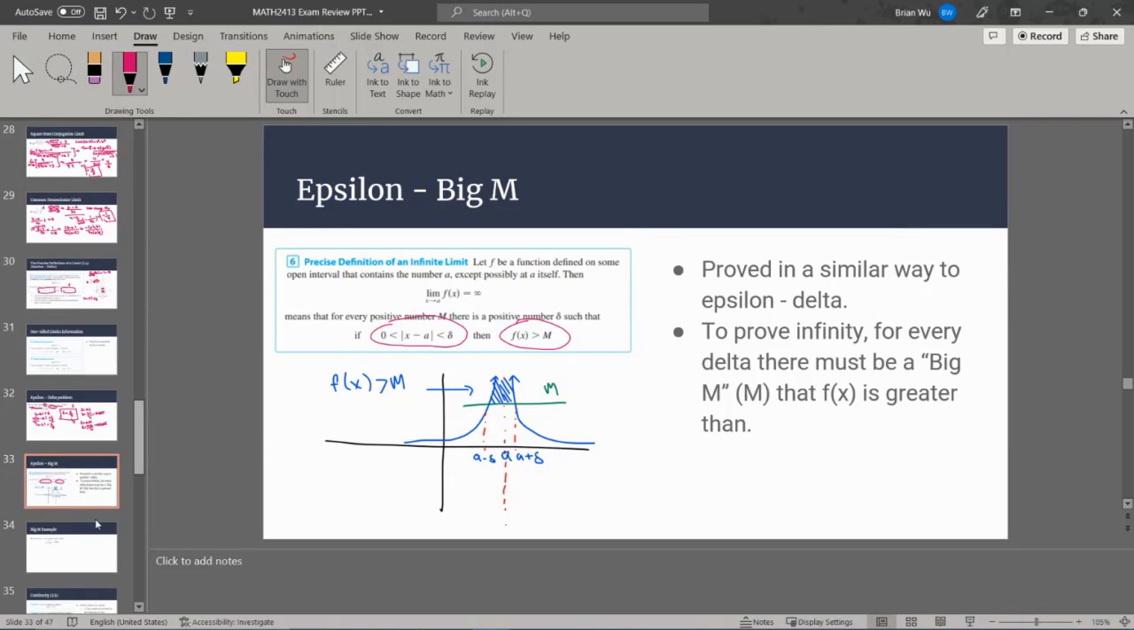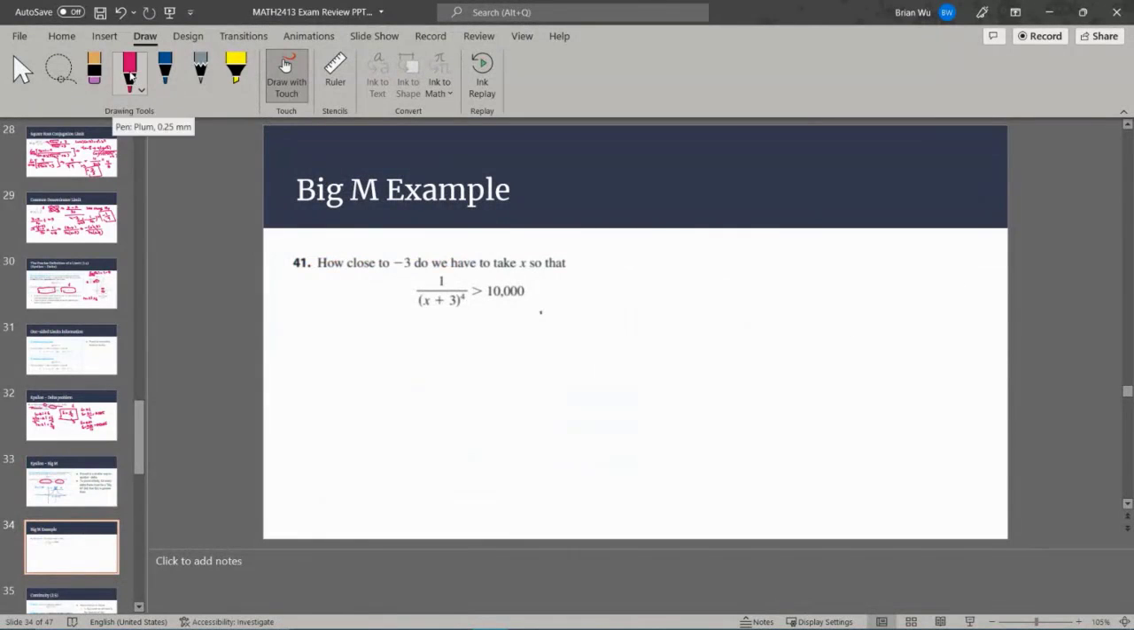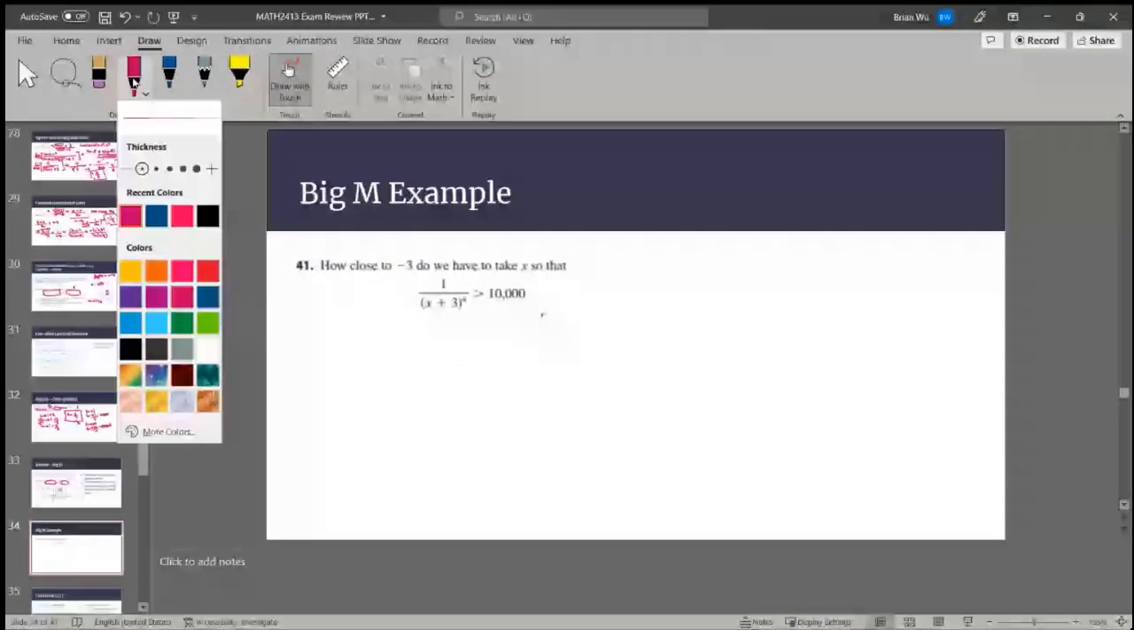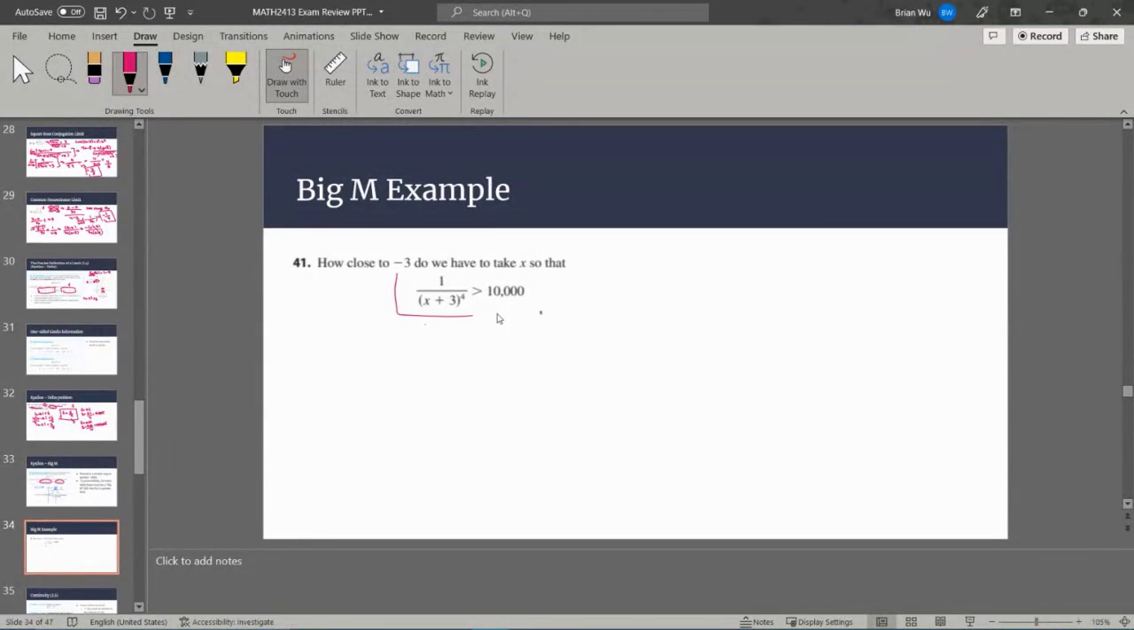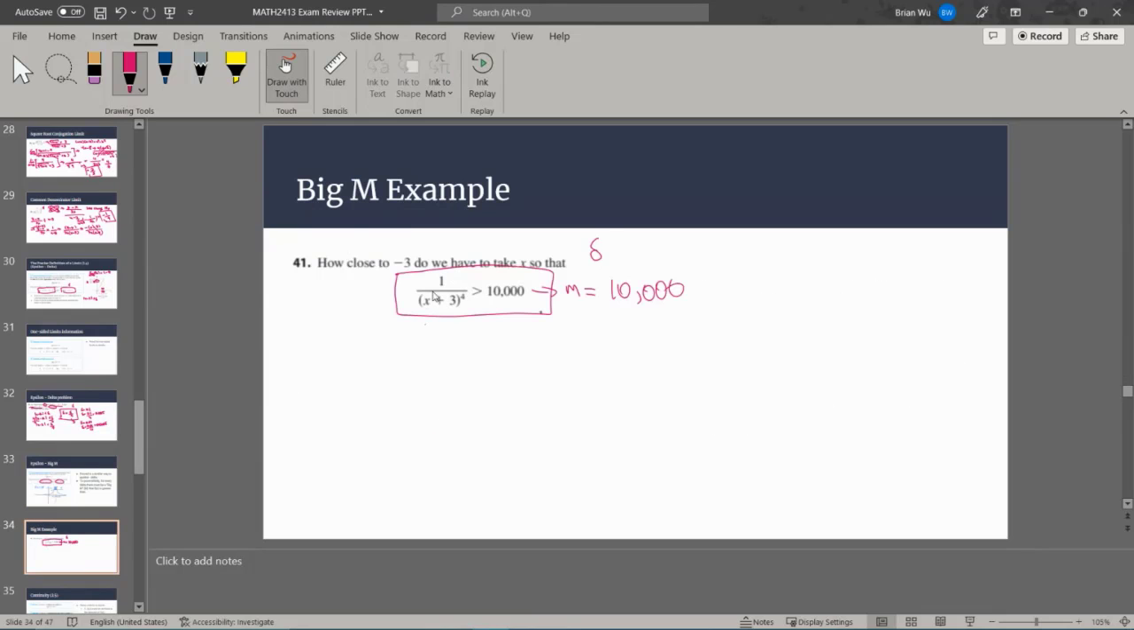And it's used to prove infinite limits, and it's kind of similar. In this case, we can also use it to prove something like this. So how close to -3, or essentially what distance delta from -3, do I have to take so that our M is equal to 10,000? And we can see it because f of x is greater than M, which corresponds to this. So this is our function f of x.